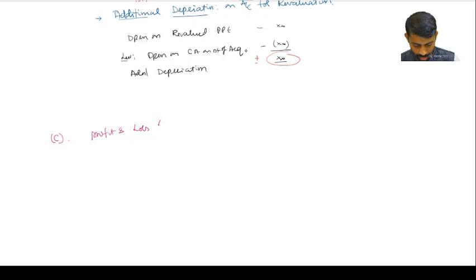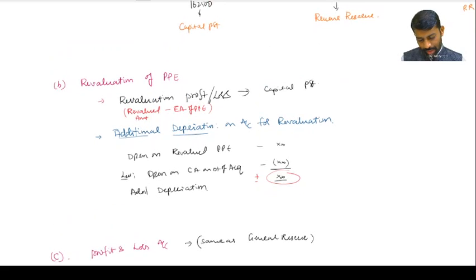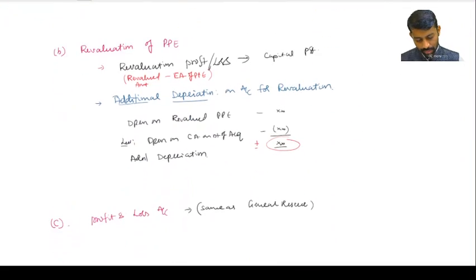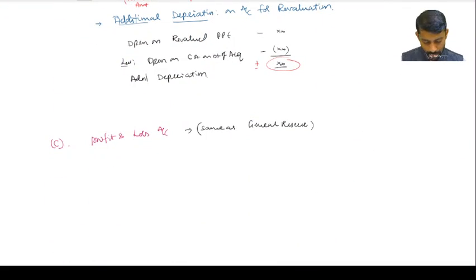Profit and loss account. Here also, same as general reserve. So here we did the general reserve treatment. How much P&L is there out of that opening? Suppose a control is acquired during the period, then out of the current year also we have to do pre and post. Correct? Yes, sir. So in post acquisition, we have to do it.